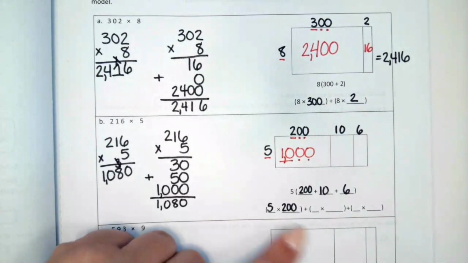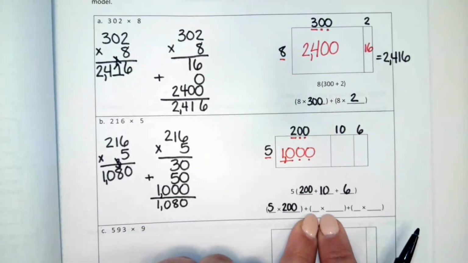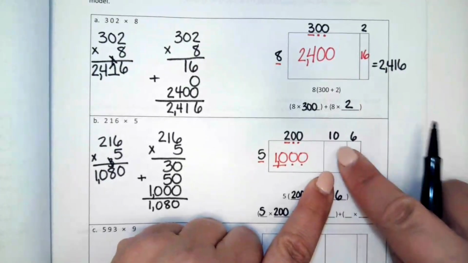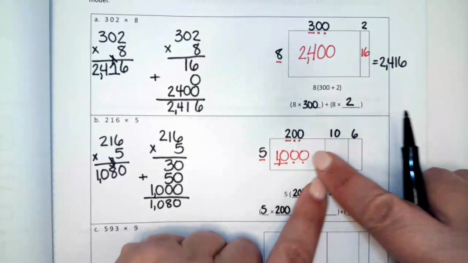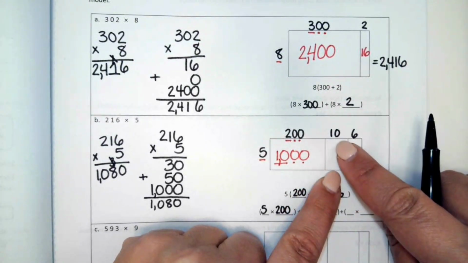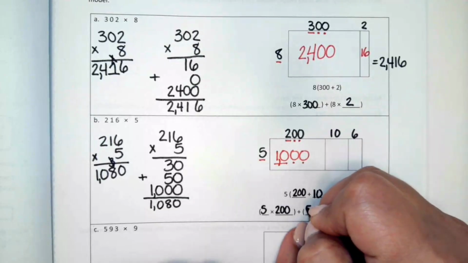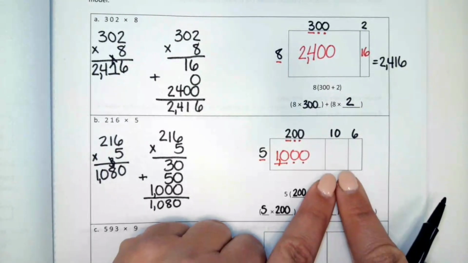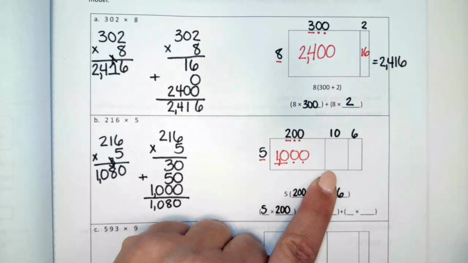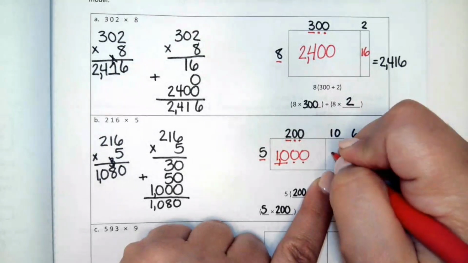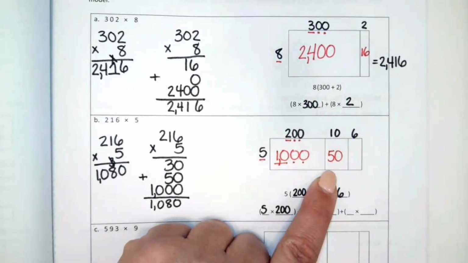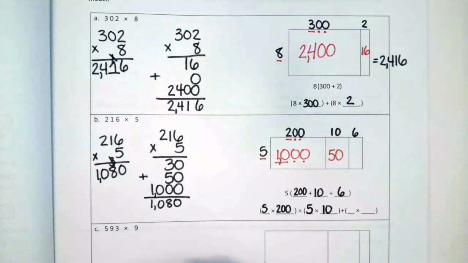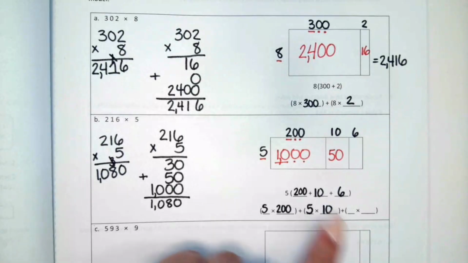Now our second step. What are we going to multiply next? Let's go to the next box. The number on the side is 5, the number on the top is 10. So 5 times 10 is the next step. What's 5 times 10? Write it in this box. 5 times 10 equals 50. That goes here.